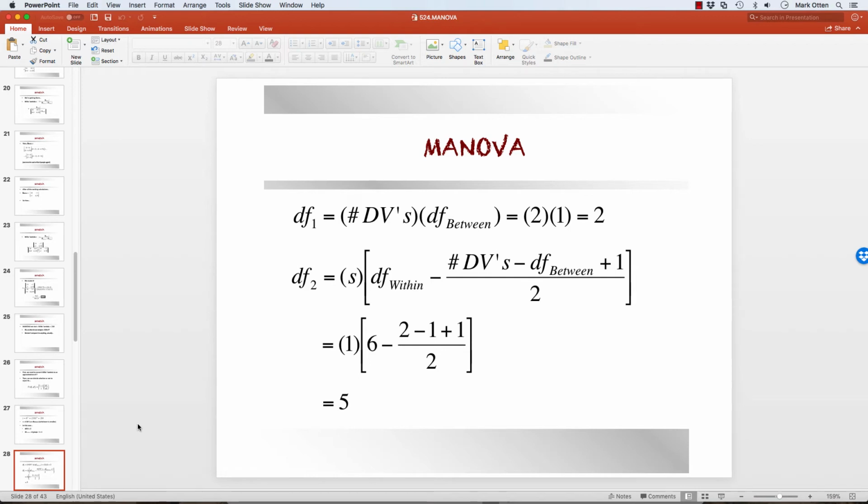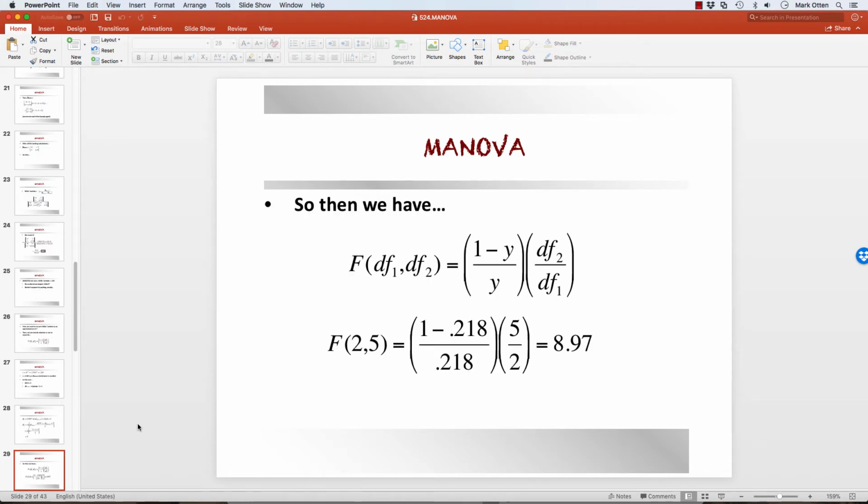Anyway, if you're able to follow those relatively simple arithmetic operations here, you're going to get 5 for your second degrees of freedom. So your DF are now 2 and 5, and then you put those back into the equation here with the Y in there. The Y was the Wilks lambda to the first power, which just came back as Wilks lambda, again, 0.218. And so your F now is 8.97, and now with a degrees of freedom of 2 and 5, we can interpret. Whew, we got there.